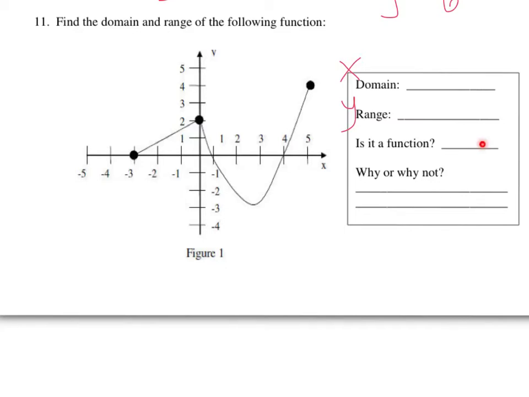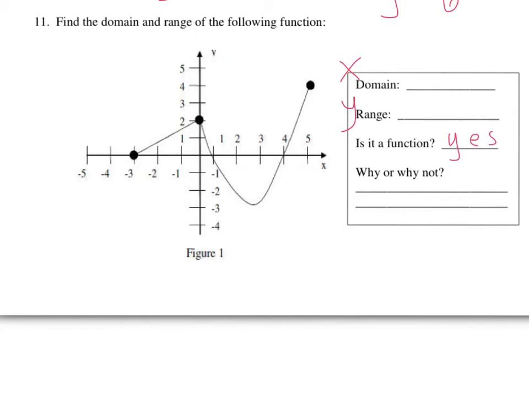If I do a vertical line test through this, I can see that my pointer is not going through this line more than one time each time I go down. So when I pull this down, it only goes through one time here. Each place, it only goes through once. That's what makes this a function. So is it a function?